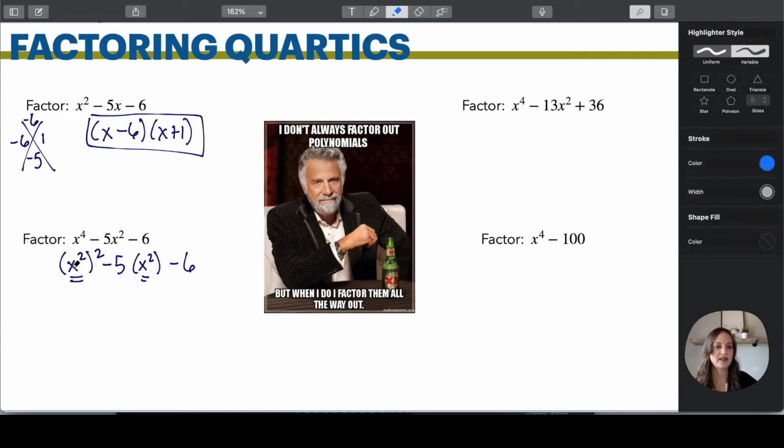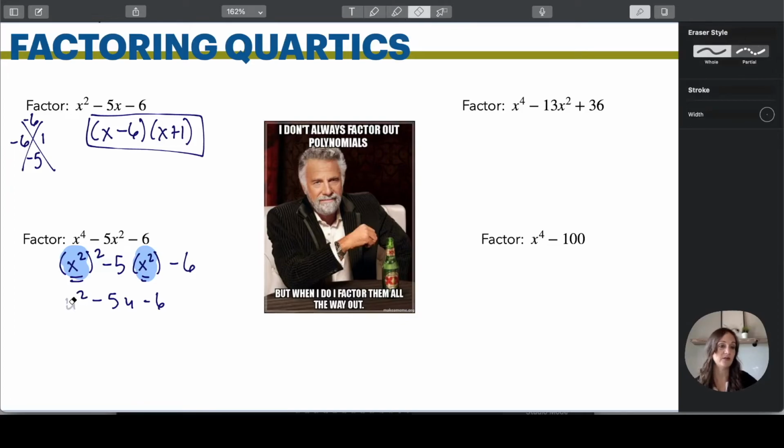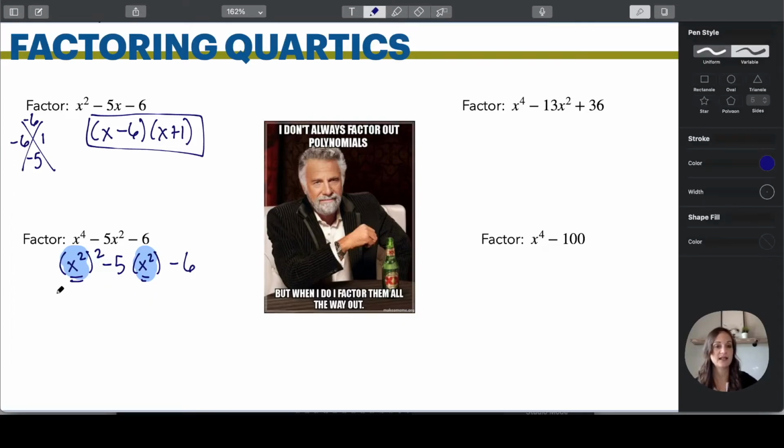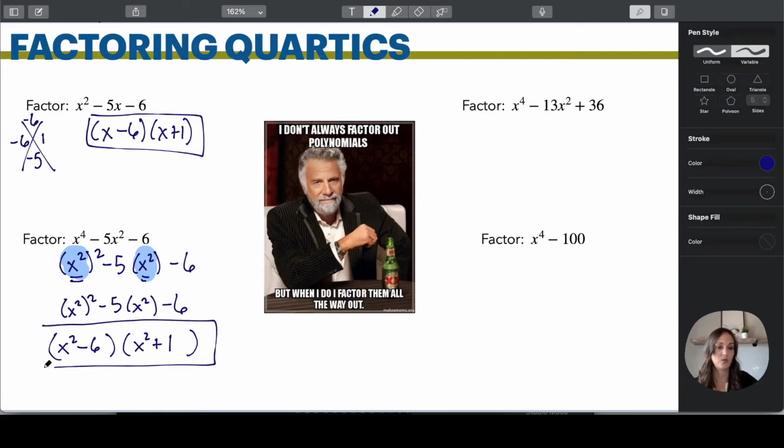And the reason I'm doing that is because, again, if we take a variable, and basically we could call it u, so u squared minus 5u minus 6 is just 2 parentheses. So instead, it's going to be an x squared minus 5x squared minus 6. And now again, you can do the big X. And so your answer is going to be, instead of x minus 6 and x plus 1, x squared minus 6 and x squared plus 1.